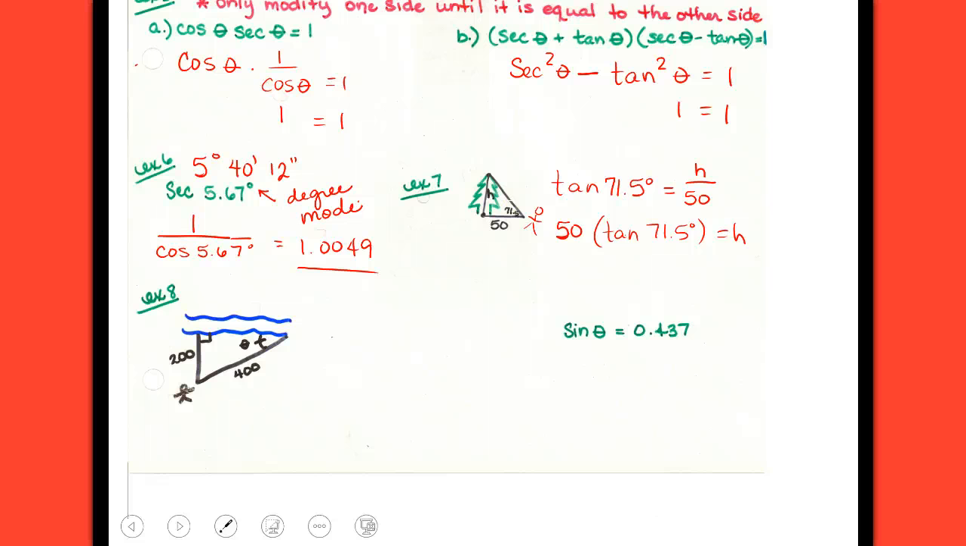Degree mode or radian mode? Degree. So we were in degree a second ago, so we should already be set. So we can just do 50 times the tangent of 71.5, and we find out that our tree is 149.4 feet tall. Wow.